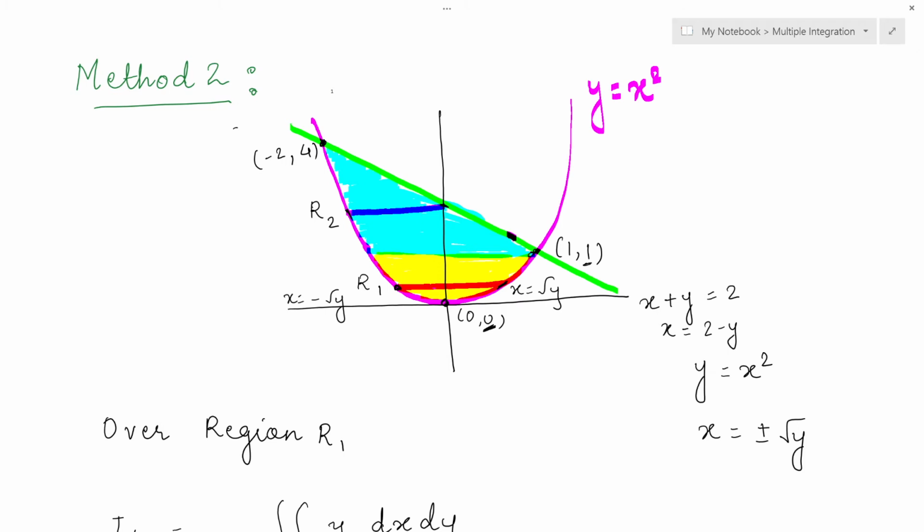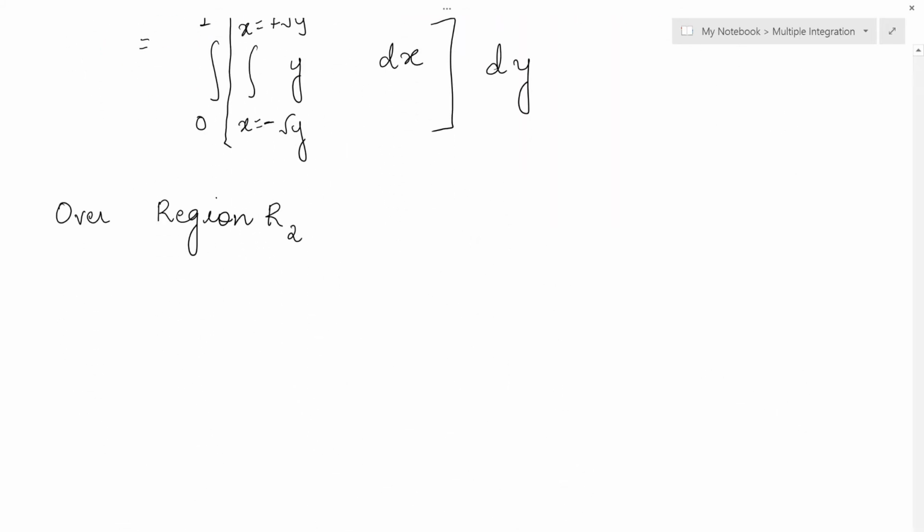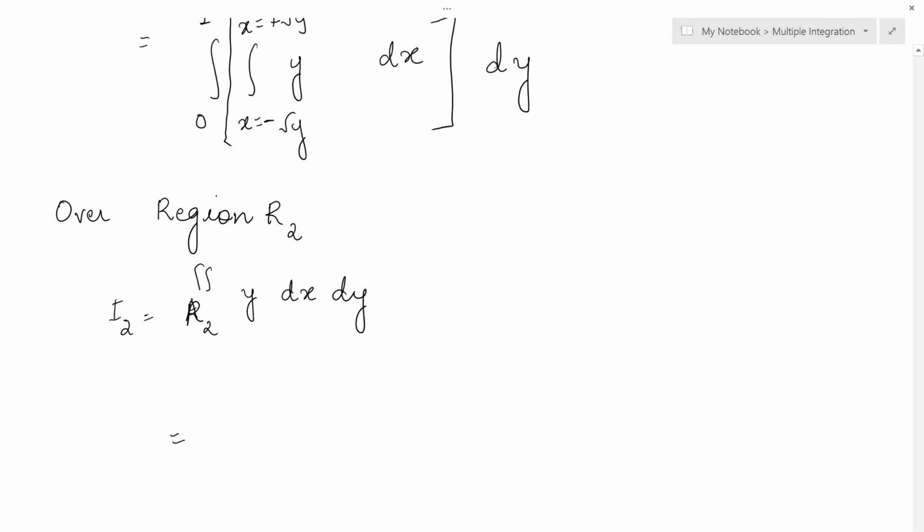Now the strip travels from down to up. So down the value will be 1 and here up value will be 4. So these will be my outer limits. So over the region R2, your I2 will be y dx dy. So the limits of integration will be what?